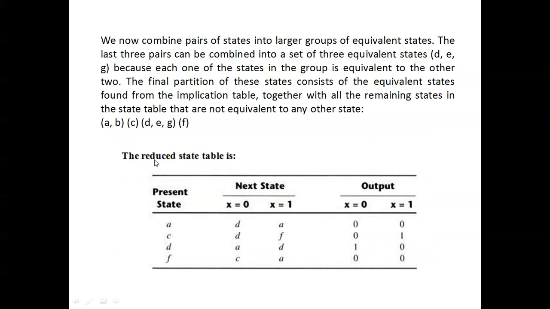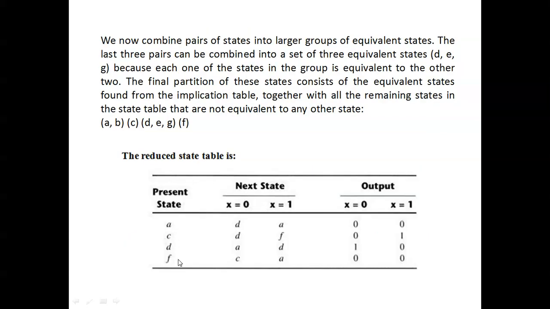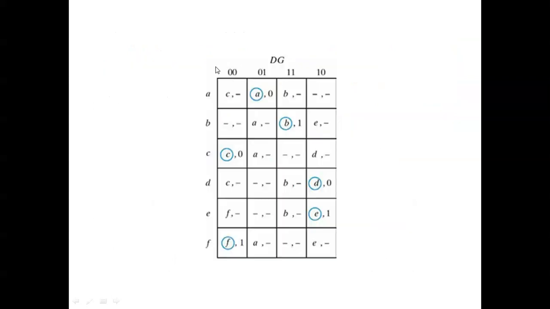And here they reduce the state table. Previously they had more states, up to 8 states. Then they reduced it to A, C, D; only 4 states are available. So the state table is reduced based on the implication table. And this is a four-state flow table. Flow table means only alphabetic letters are present in the table. If it is a transition table, instead of alphabetic letters, they put values like 0001.